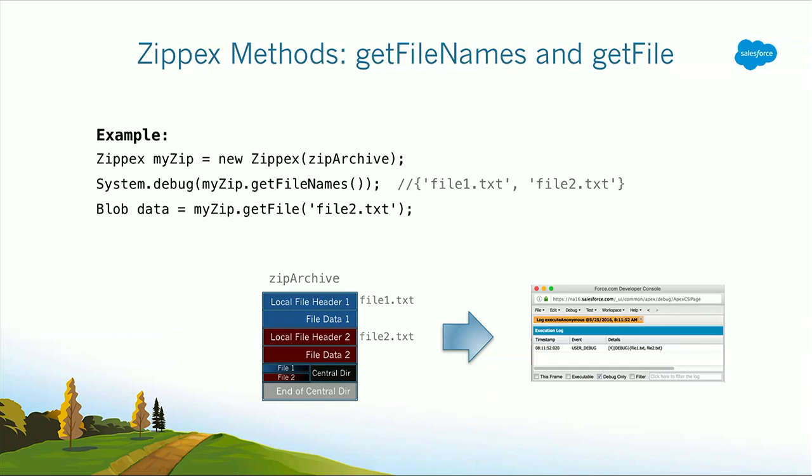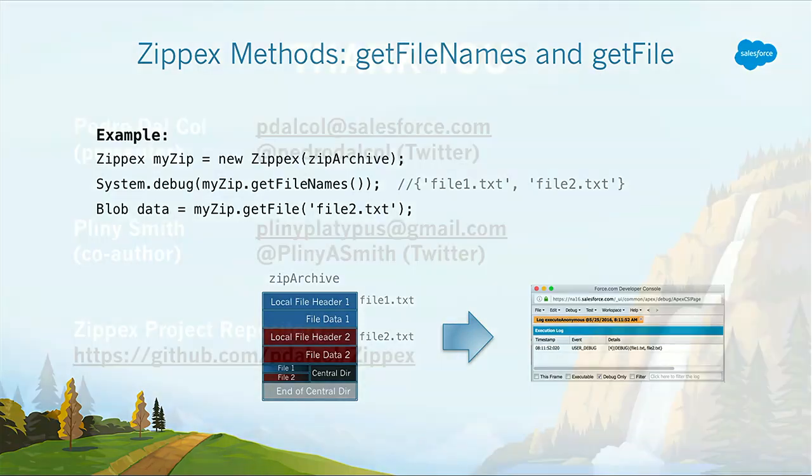So let's say in this case we want to grab file 2. We call the getFile method, and that returns a blob. That's the binary information inside that file. In this case, it's a text file, so you can just convert it into a string directly.